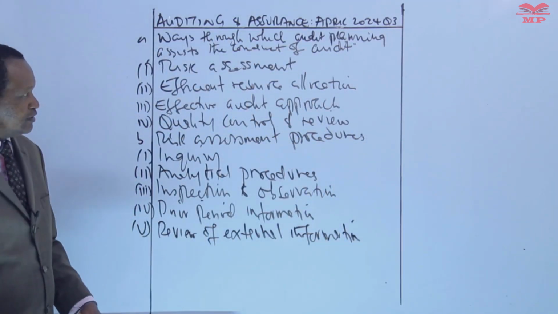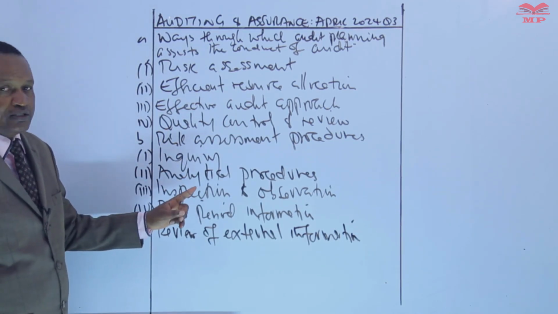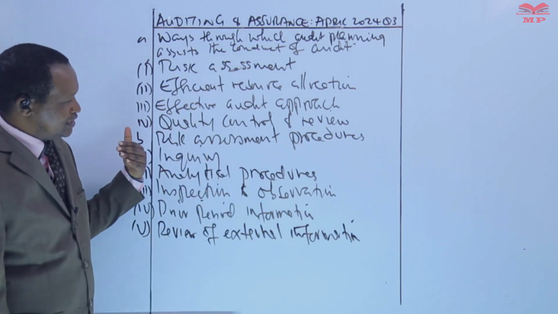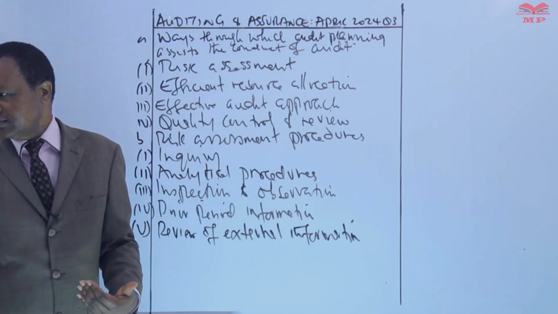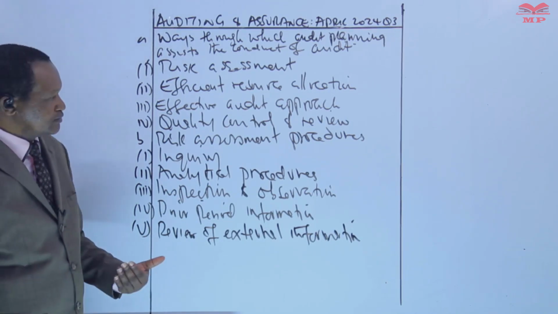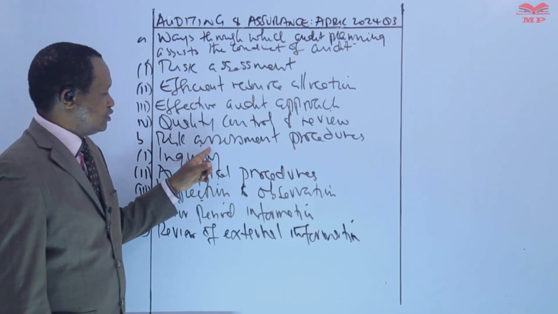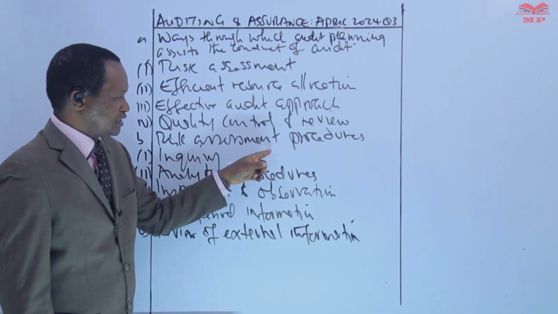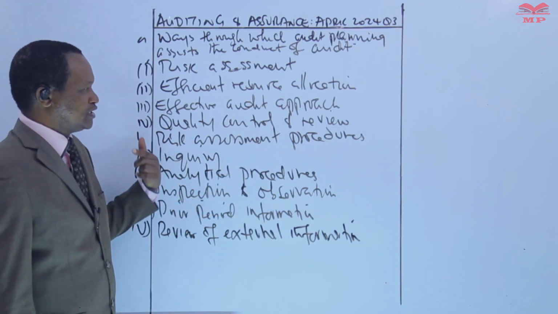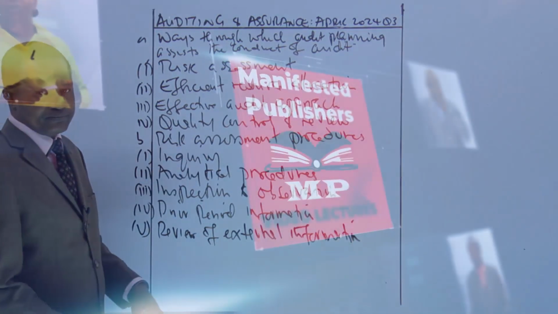So these are 5 risk assessment procedures. The question was not just open on any procedures, candidates. All right? Do you understand? It was specifically in relation to risk assessment procedures. So what can the auditor do to assess risk?